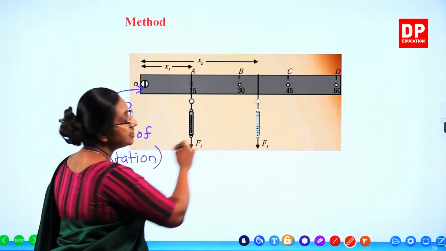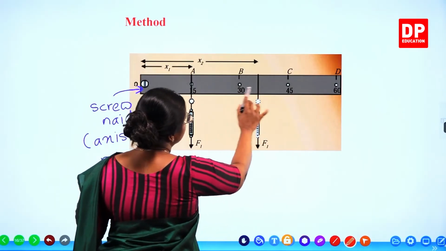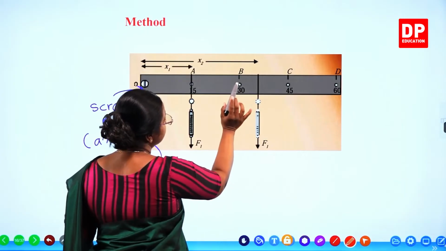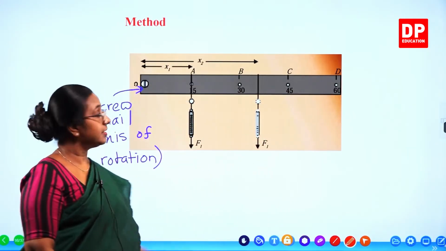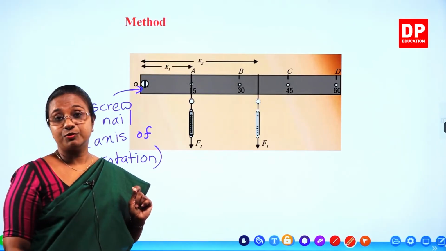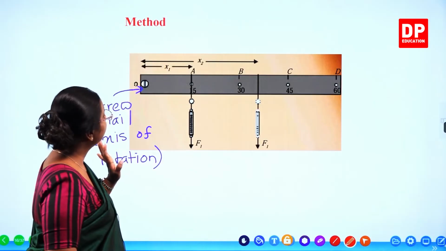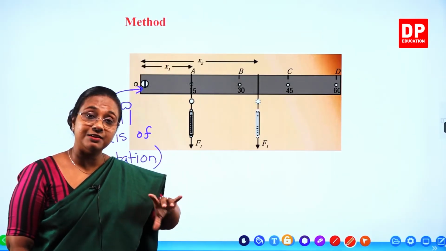Then we have the strip of wood. Like we did before, we have the points marked A, B, C, D, and you all can see the distances 15 centimeters, 30 centimeters, 45 and 60 centimeters from the axis of rotation, or where we have the screw nail. And then what we will do is, initially we tighten the screw by half a turn and then a full turn.